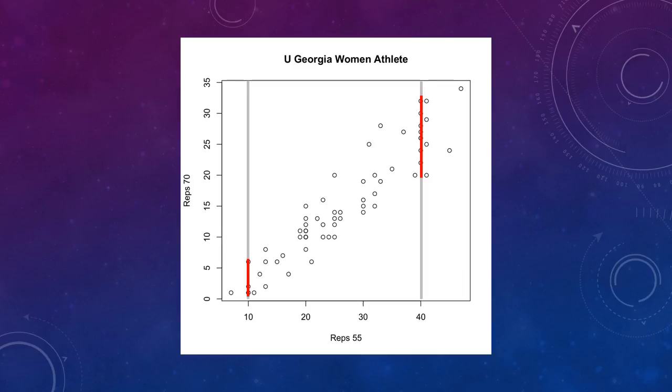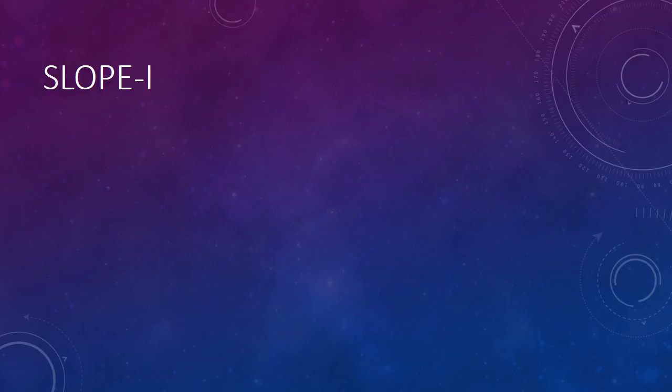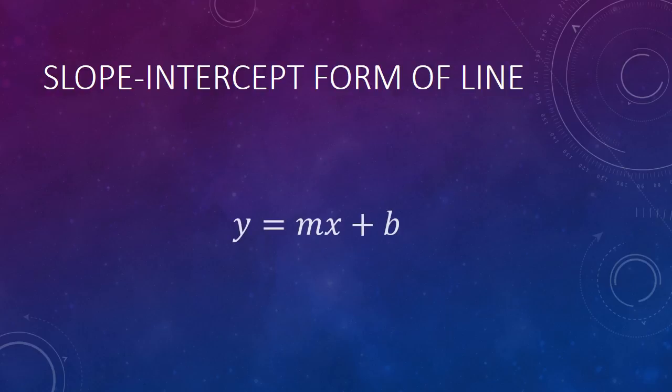How can we make this logic more precise? We can use the equation y equals mx plus b to describe a line. The linear equation relates these two variables exactly. If you know the value of one variable, the linear equation tells you exactly the value of the other variable. But that isn't quite what we want. If we know the value of reps 55, we don't know exactly the value of rep 70, but we know generally the value of rep 70.